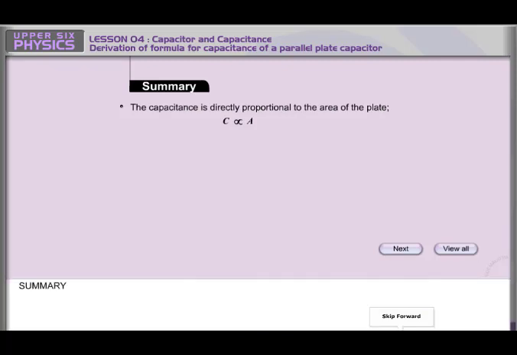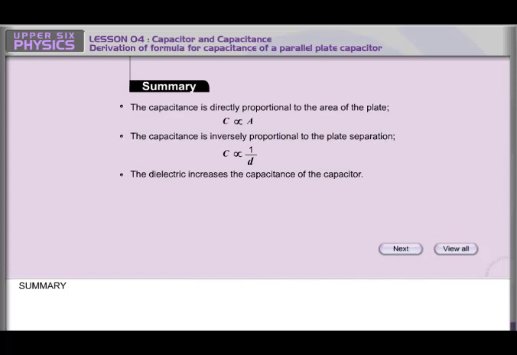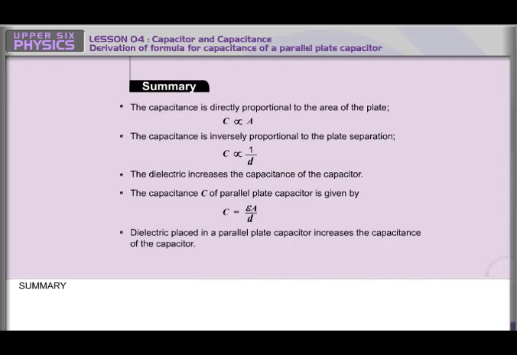Summary: the capacitance is directly proportional to the area of the plate. C is directly proportional to A. The capacitance is inversely proportional to the plate separation. C is inversely proportional to D. The dielectric increases the capacitance of the capacitor. The capacitance C of a parallel plate capacitor is given by C equals epsilon A over D. Dielectric placed in a parallel plate capacitor increases the capacitance of the capacitor.